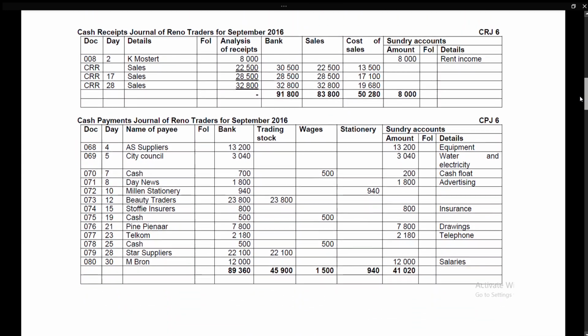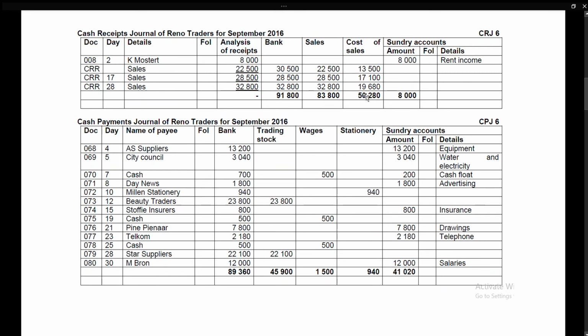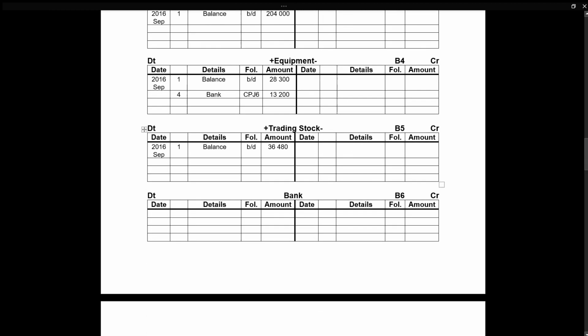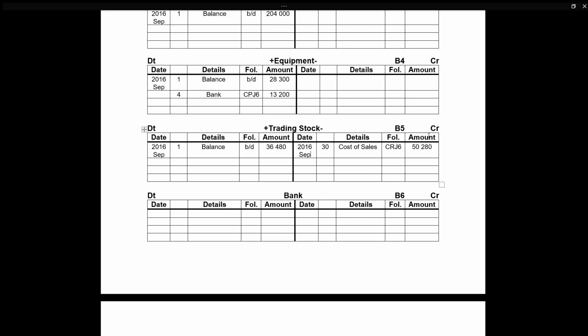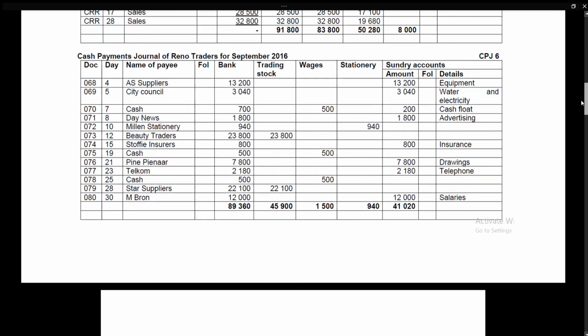Alright, in my cash receipts journal, I sold trading stock to the amount of 50,280 Rand. So my trading stock will decrease with that amount because my customers would take that trading stock home. 50,280 Rand. I got that from my cash receipts journal number 6. My details will be cost of sales, and my date will be, remember, total of a column, therefore last day of the month, 30th of September 2016. Right, so that is my cash receipts journal.